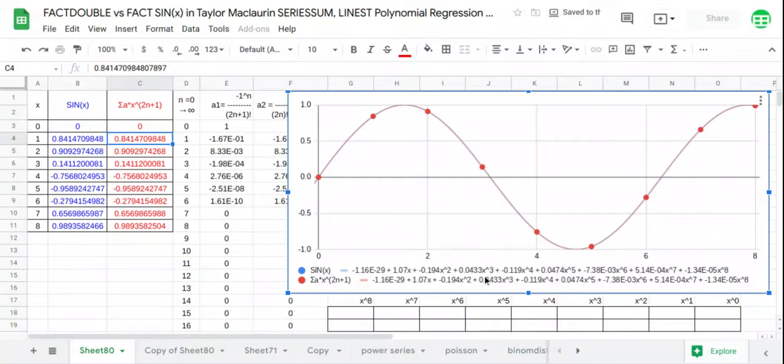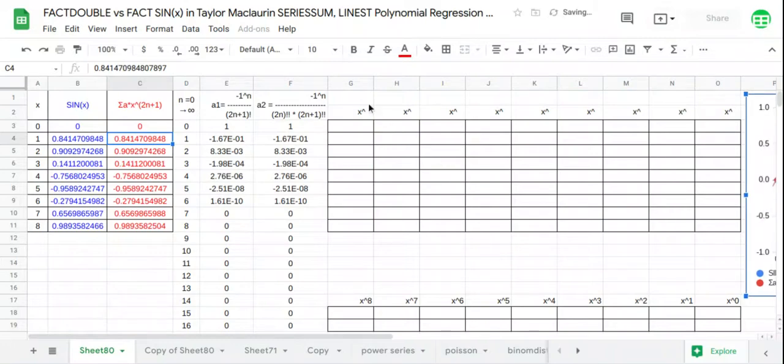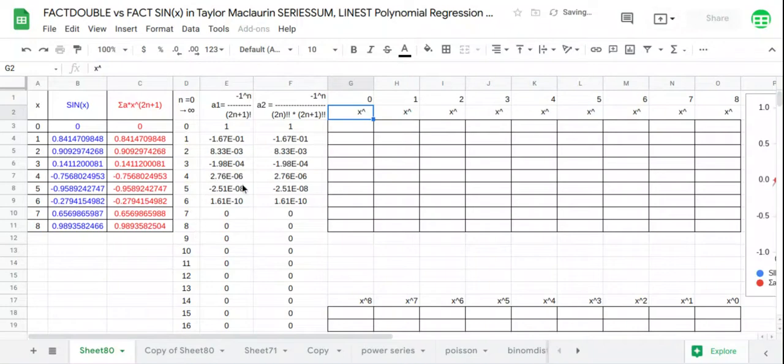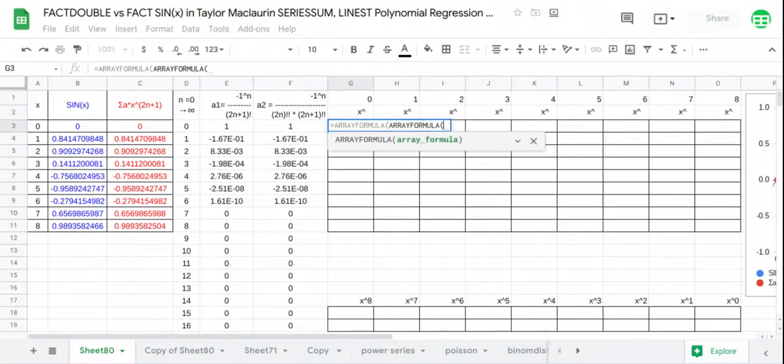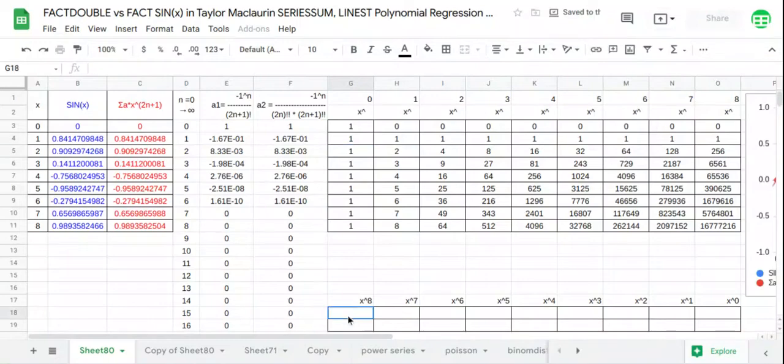Next, we calculate the polynomial regression coefficient using LINEST. To do that, we complete the LINEST matrix, starting with the power. That's 0 to 8. So transpose 0 to 8. And the elements of the matrix. So array formula, of the x values raised to the power 0 to 8. Now we can use LINEST.